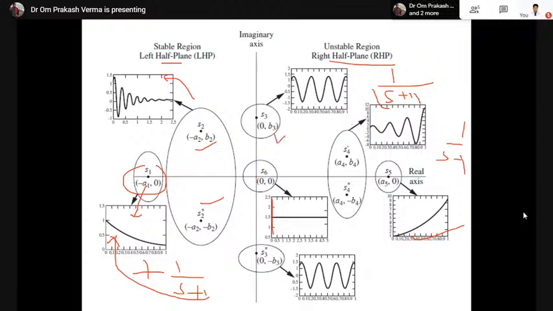Okay, and when two positive conjugate complex poles occur, then such a type of response will be obtained. Okay, so this is the overall picture of the response. This picture has been taken from the Kafner book.